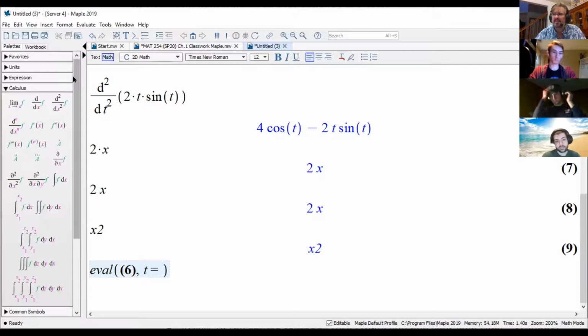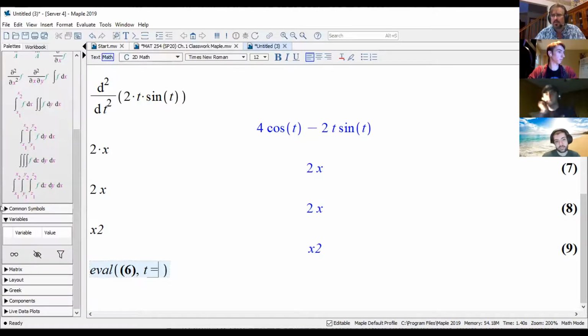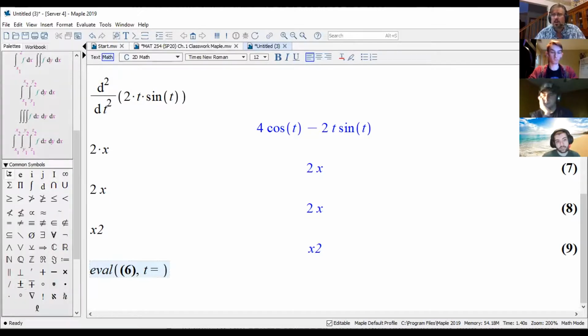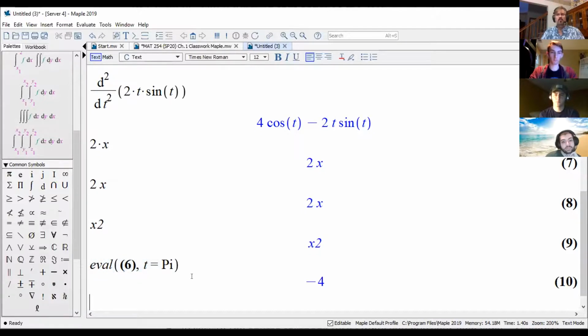You can get to pi a couple of different ways. It's over here in the palettes under symbols, common symbols. Pi is in there, somewhere up here. Oh, there it is at the top. But you can also just type capital P-I. Do you see how it went from a slanty P to a straight up and down P with P-I? That means Maple says, capital P-I means something very particular. And so this is line 6 evaluated when t equals pi. Being able to evaluate things and refer back to lines is really useful.